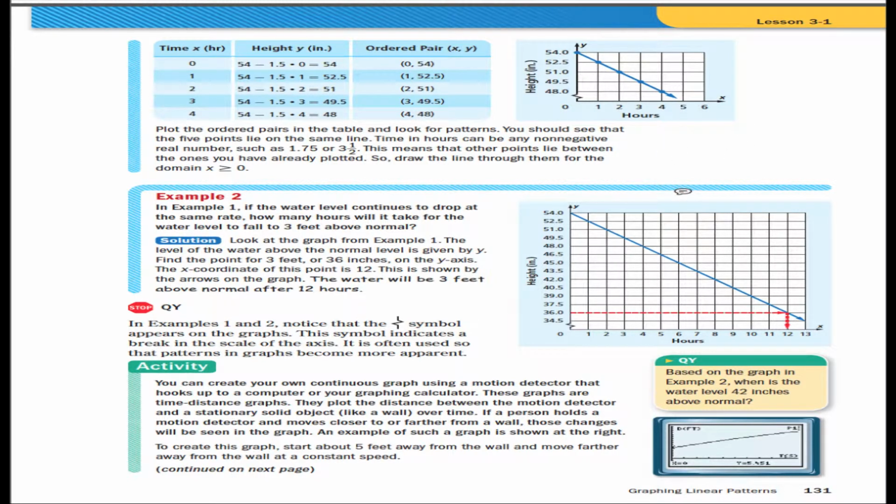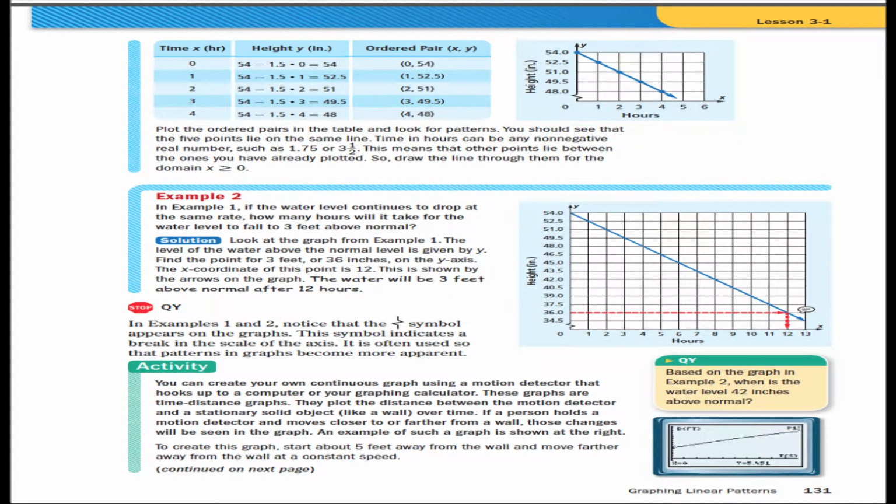In example 2, the water level continues to drop, and it's asking how long it will take for the water level to fall to 3 feet above normal. Well, we need to first understand what is normal for this. So look at the graph from example 1. The level of the water above the normal level is given by y. Find the point for 3 feet or 36 inches on the y-axis. The x-coordinate of this is 12, and this is shown by the arrows in the graph. The water level will be 3 feet above normal after 12 hours.